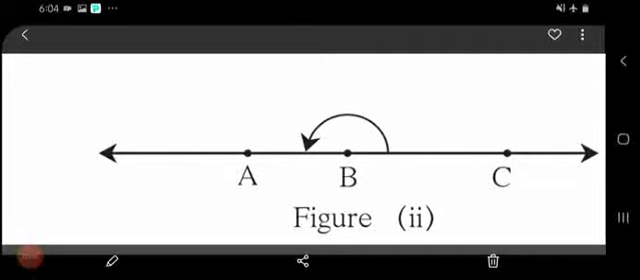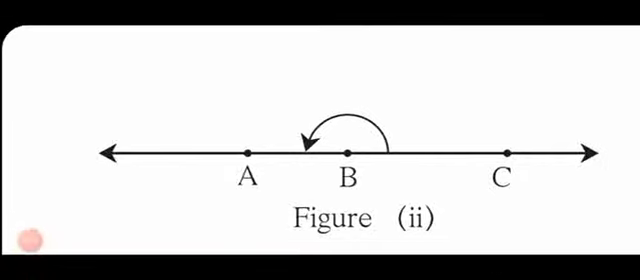In our last session, we started revision of chapter number 4, angles and types of angles. Today we are going to discuss the remaining part of this chapter. So first is opposite rays.